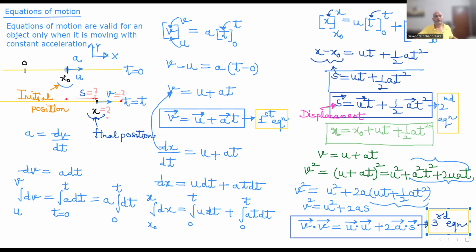Sir, how do we know if an object is moving with constant acceleration? It will be given to you. And when there is variable acceleration, you will not be able to use this. If they want you to use equations of motion, they will always mention it. Okay, ठीक है.